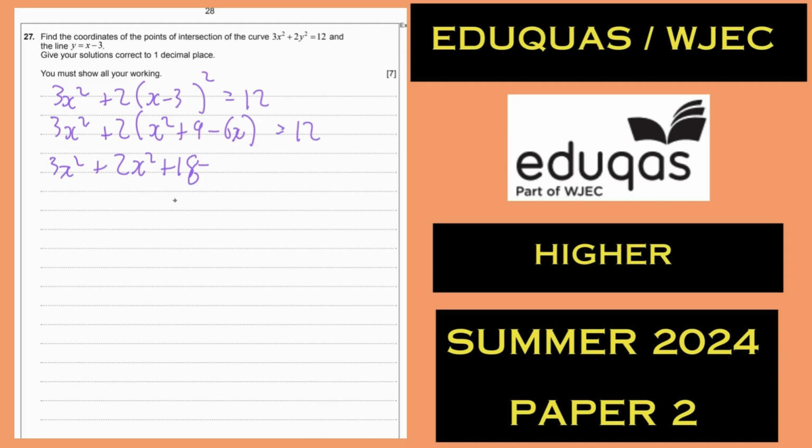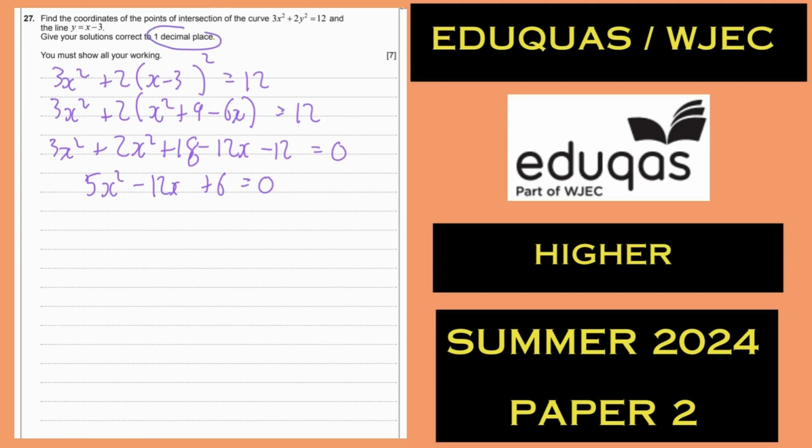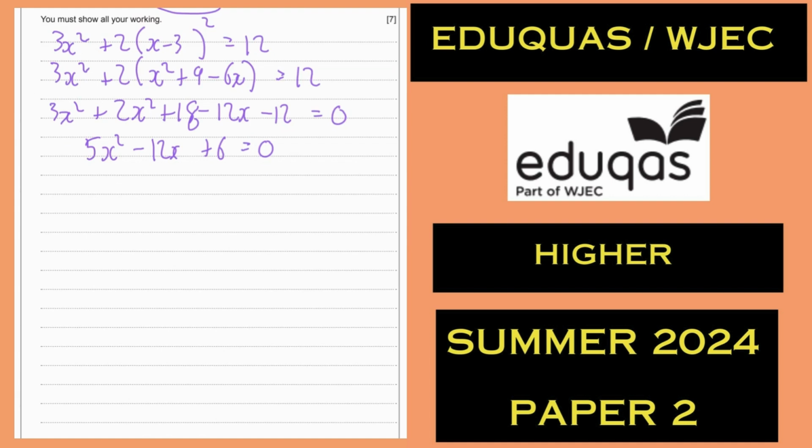I'm terrible at these 8s. Minus 12x minus 12. I'm taking that away from both sides. Get everything simplified, equal to 0. There's a clue: to give your answers to one decimal place, that's a nudge. You need the quadratic formula. A is 5, B is negative 12, C is 6.